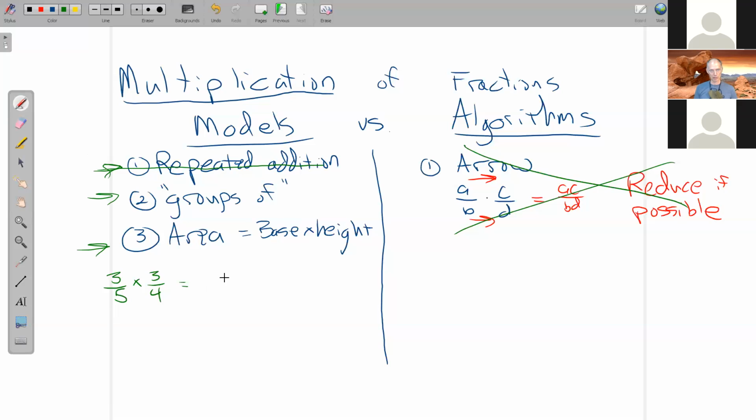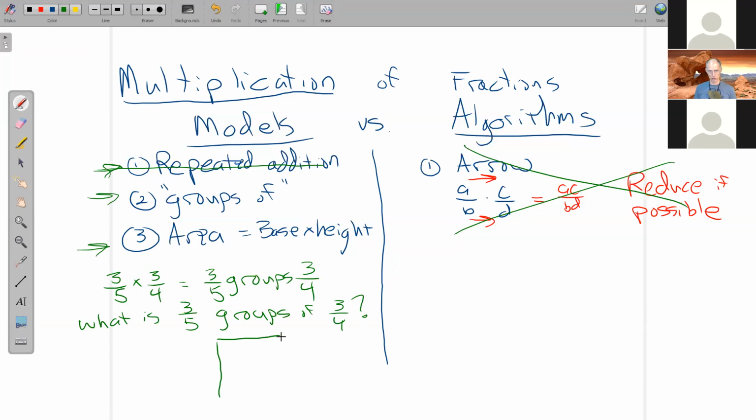Groups of, that would mean what is 3/5 groups of 3/4. So I'm going to attempt to show that. Now, I can't show 3/5 of something till I know what the thing is, so I've got to know what 3/4 is first. So first I have to figure out what is 3/4.